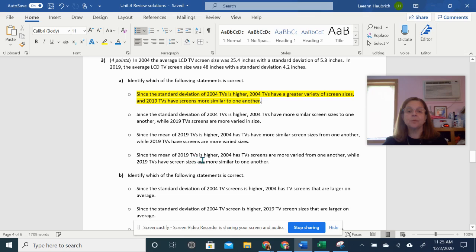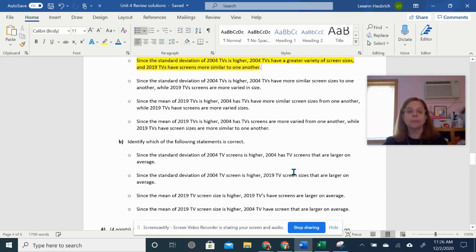Since the mean of 2019 TVs is higher, 2004 screens are more varied. Well, we're talking about mean and variation. This doesn't have anything to do with this, while the 2019 screens are more similar. So 2 parts true, 1 part false. The only one totally correct is the top one.